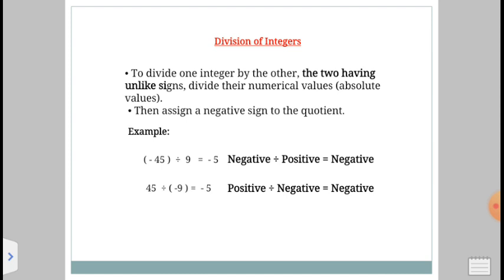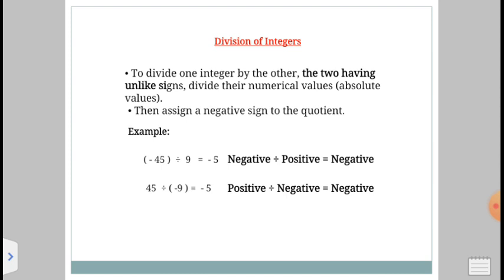Now let us see how to divide two integers having unlike signs. We get a negative sign to the quotient. Example, minus 45 divided by 9. 9 5s is 45. So the result is 5. But 45 is in the numerator and it has minus sign. Minus 45 is in the numerator. Therefore, negative divided by a positive integer gives the result negative.